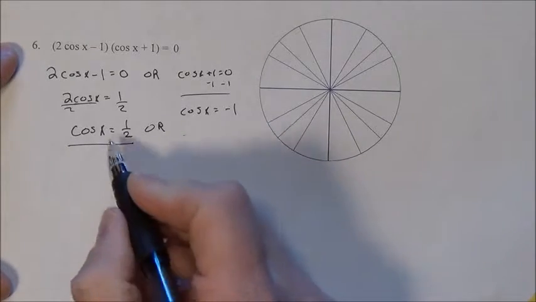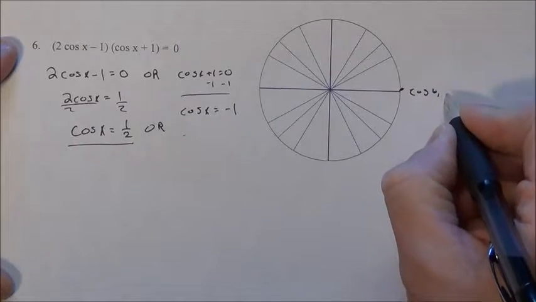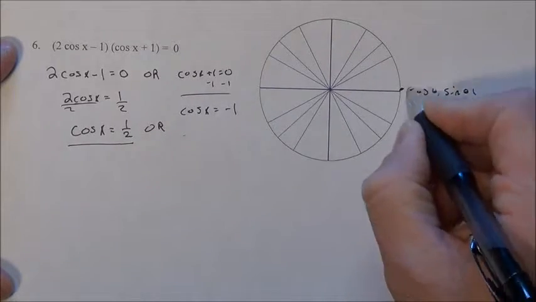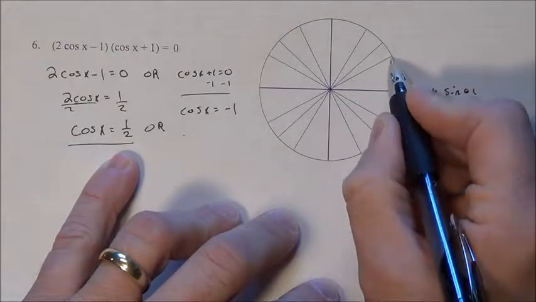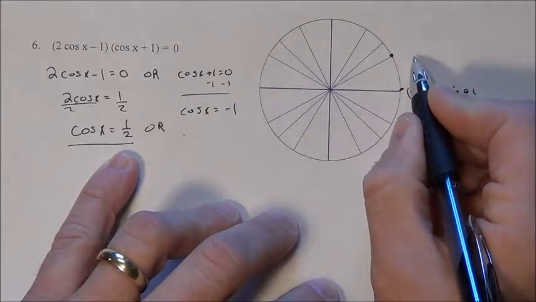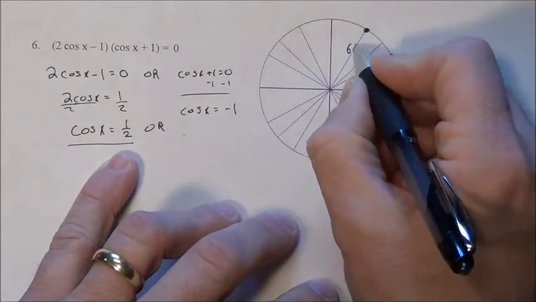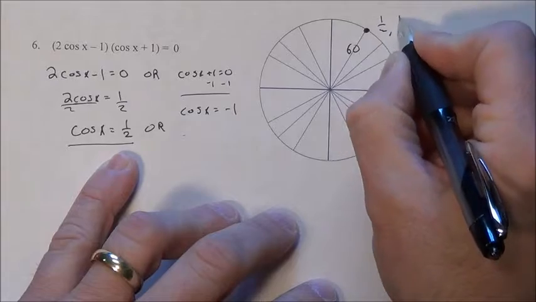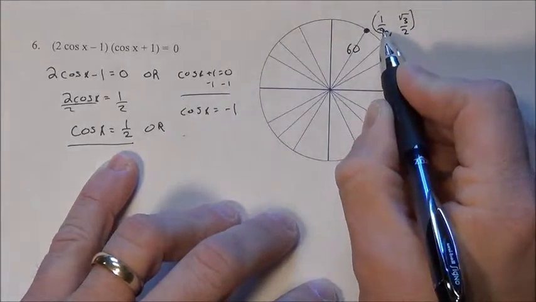Well, let's just deal with this first. When is the cosine of x a half? Well, remember, this is always cosine of theta, then the sine of theta. So we're looking for this first value, the x value, to be a half. Well, this is root 3 over 2, a half. That's the sine value being a half. So we know it occurs right here at 60 degrees. That's a half, root 3 over 2. So it occurs here, the cosine value is a half.